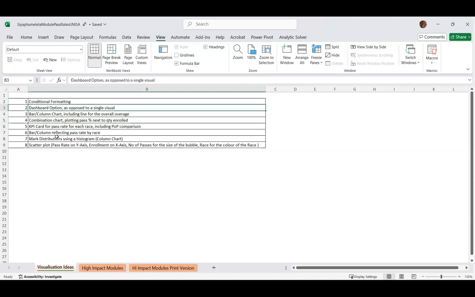So a dashboard option as opposed to a single individual visualization might be strong, because then you're able to correlate certain insights, right? Then we mentioned how important it is that a simple bar column chart when you're comparing figures is very, very important. Combination charts, we discussed that, because sometimes you don't want to only look at the percentage in isolation. You want to look at that percentage and then the relative size of that module, so that you have context about where your deepest problems are, right?